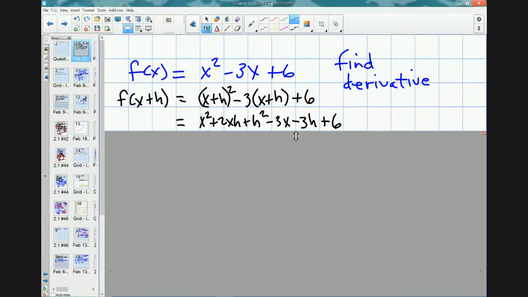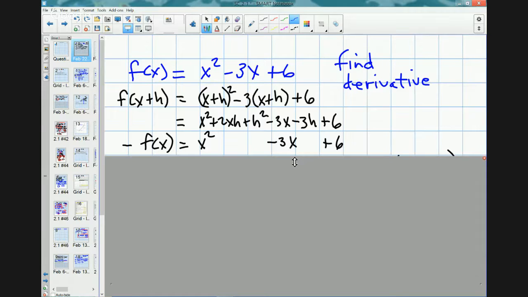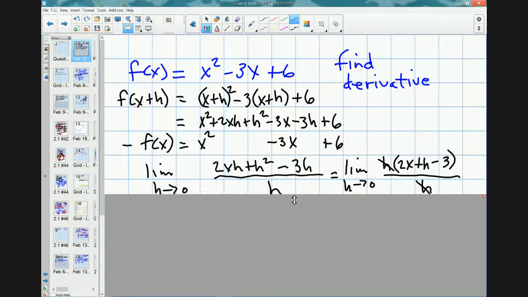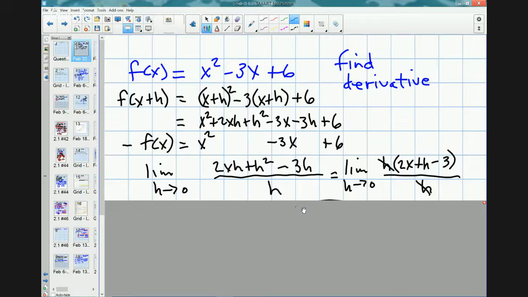All right, now you've got to hack that out. So there we go. x squared plus 2xh plus h squared minus 3x minus 3h plus 6. And then here I use the vertical subtraction. This is the minus f of x part. I lined them up so the like terms are underneath each other. You can see the x squareds drop away. The negative 3x's go away, and the 6's go away, and all we're left with is this numerator right here. 2xh plus h squared minus 3h.